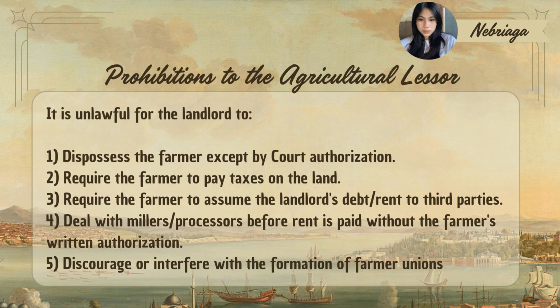Prohibitions to the agricultural lessor. It is unlawful for the landlord to: first, dispossess the farmer except by court authorization. Second, require the farmer to pay taxes on the land. Third, require the farmer to assume the landlord's debt or rent to third parties. Fourth, deal with millers or processors before rent is paid without the farmer's written authorization. Fifth, discourage or interfere with the formation of farmer unions.